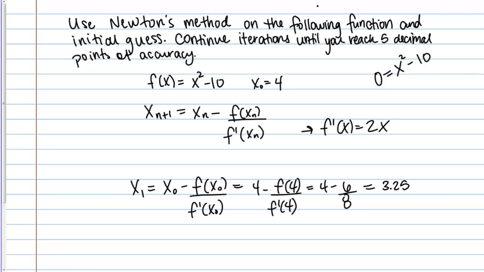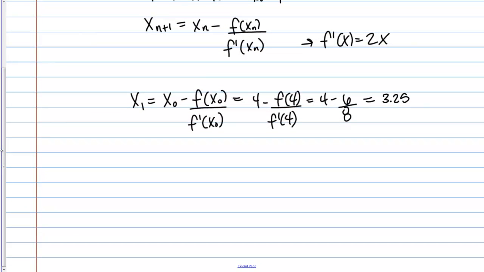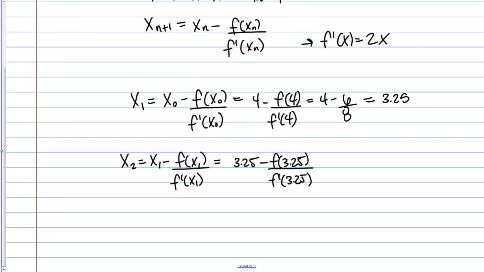Okay, so often that first iteration will end up giving you a pretty nice value, but after that you're going to get long decimals, and you're pretty much just going to have to use a calculator or a computer to calculate these iteration values. But anyway, we have one iteration now. 3.25 is our new guess, so we can use that to calculate x2. x2 is going to be x1 minus f of x1 over f prime of x1. So that's 3.25 minus f of 3.25 over f prime of 3.25.